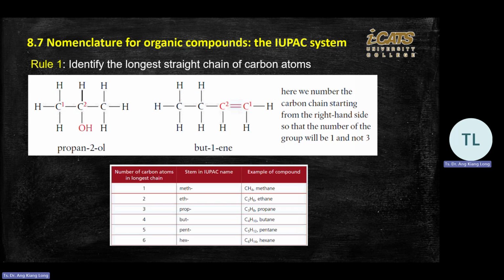Okay, this one later. We look at rule number 1 first. Rule number 1 means you look at carbon. So 1, 2, 3. So 3 is what? Prop. 1, 2, 3, 4. 4 is but. You start with but first. Then the rest we will continue with other rules. First, you count the carbon first.